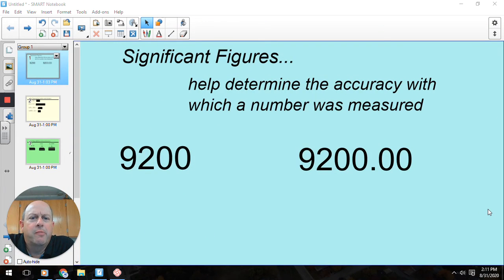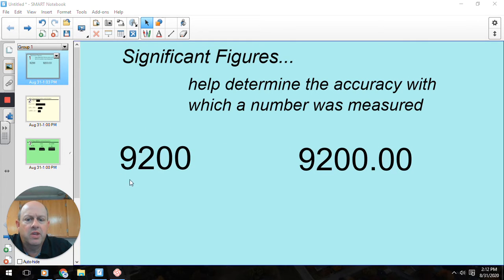We're going to talk a little bit more about significant figures today. Significant figures help determine the accuracy with which a number was measured. So if we were measuring the meters it takes from here to Taco Bell, and we found that to be 9,200 with no decimal point, with just 2 sig figs, as opposed to 9,200.00, with 6 significant figures.